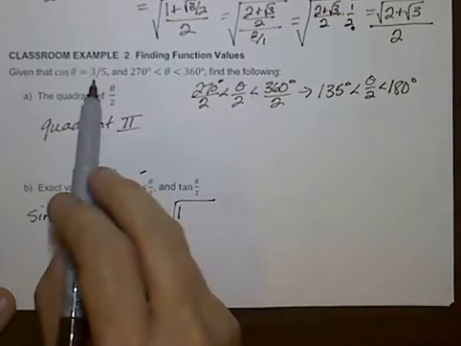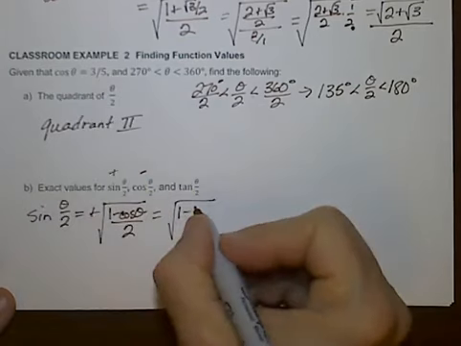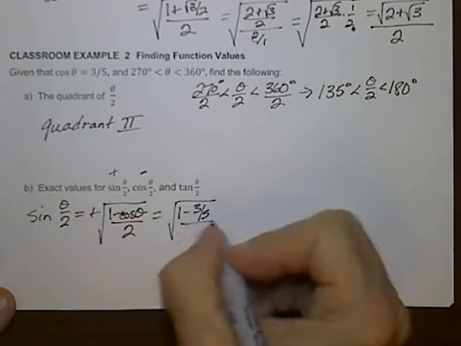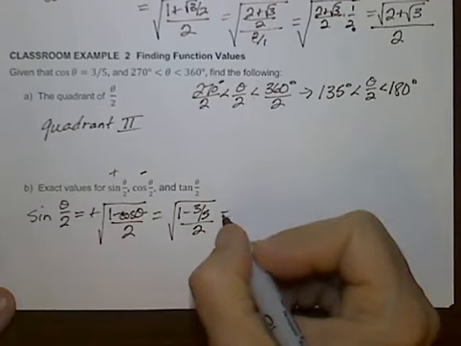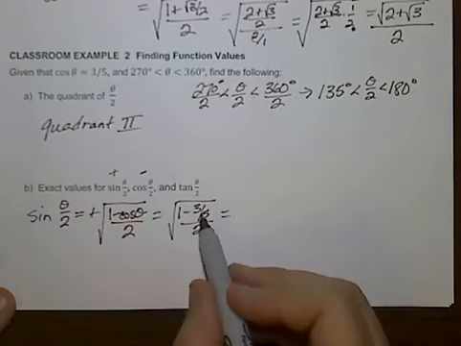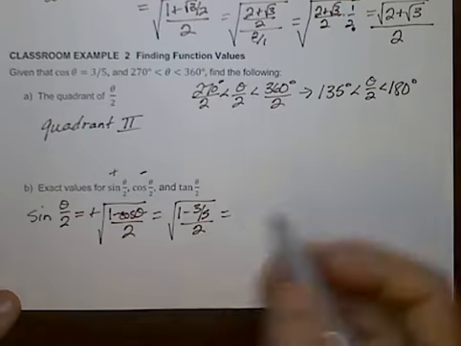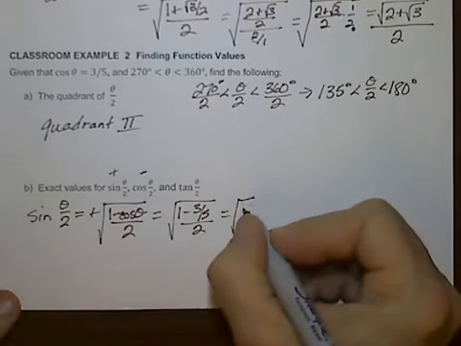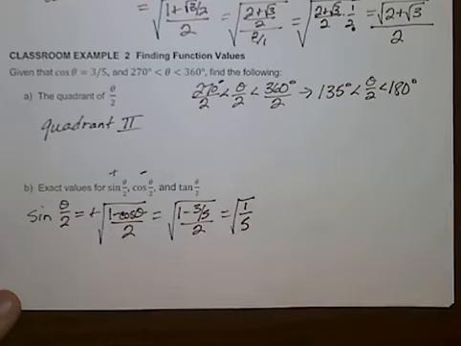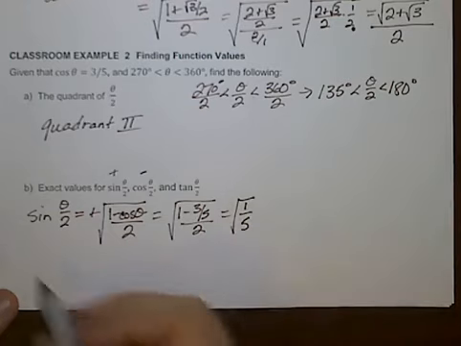We already know that cosine of theta is 3/5, so we're just substituting that in there. And then we're going to simplify this a little bit. 1 minus 3/5 would be 2/5. If we divide that by 2, we're going to get 1/5. So there's our sine value.